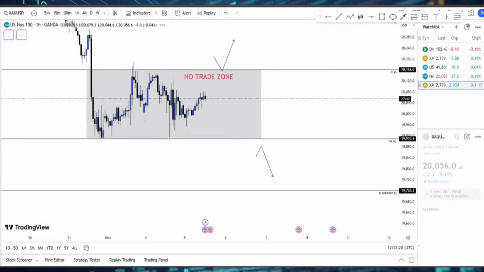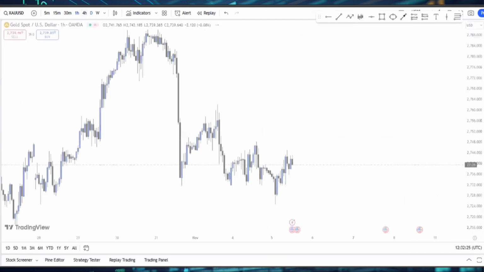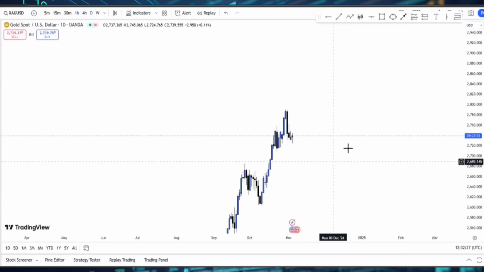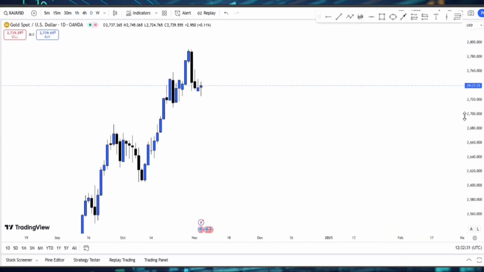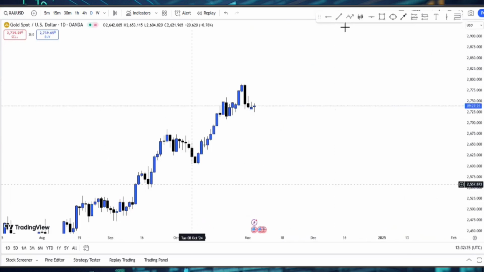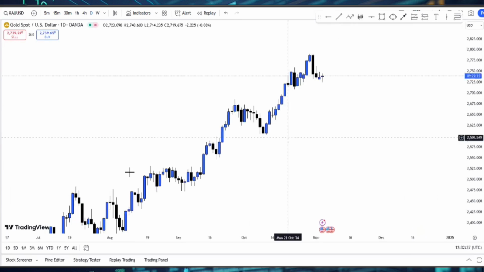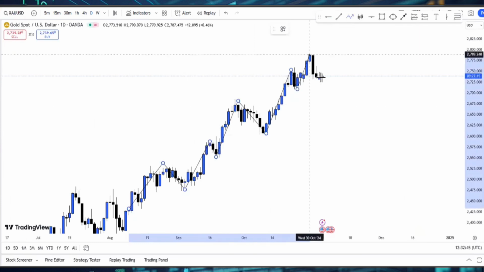So let's just go to gold real quick and see. So let's go to the daily time frame to see what gold will be doing right now. All right. So checking from the daily time frame, gold is heading to the upside, giving us a series of higher highs and higher lows. As a trader, you should know how to read the market structure. Do you understand? We have higher highs, higher lows, higher highs, higher lows.